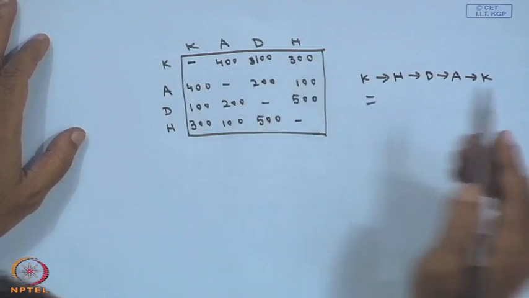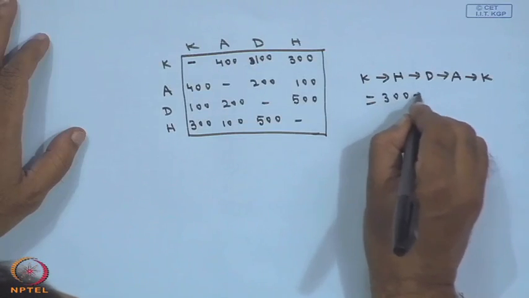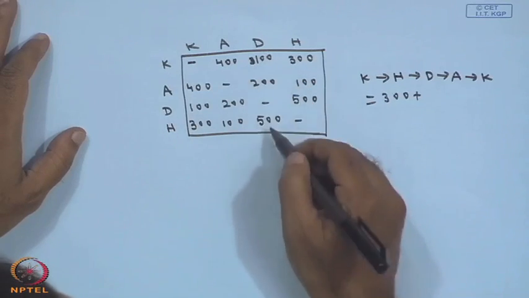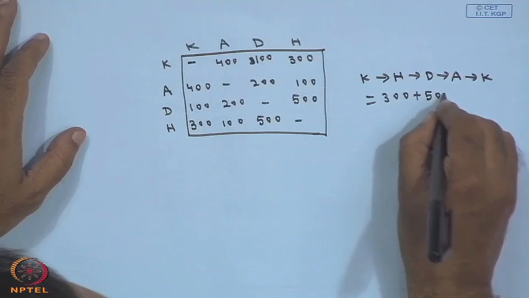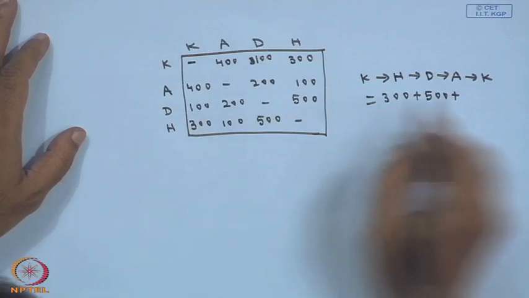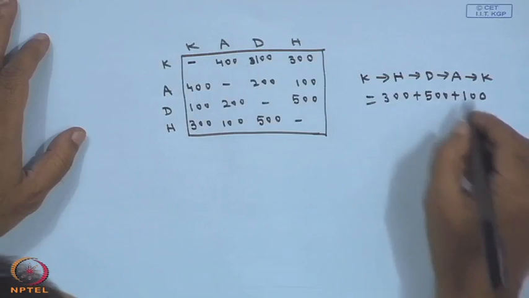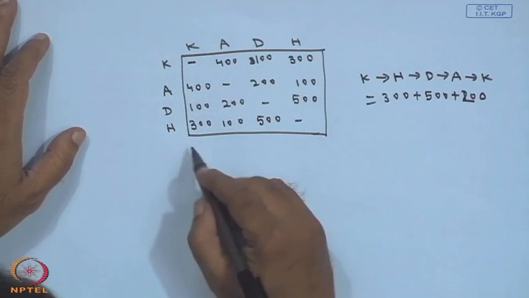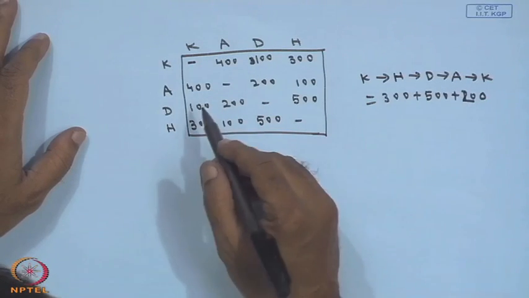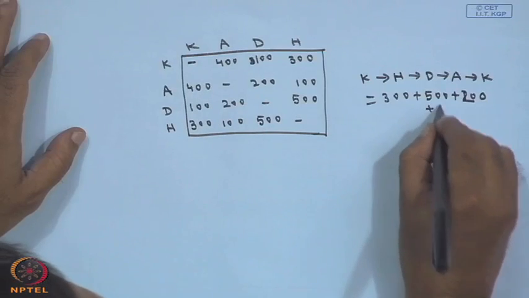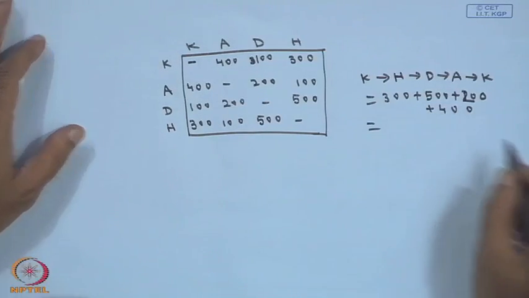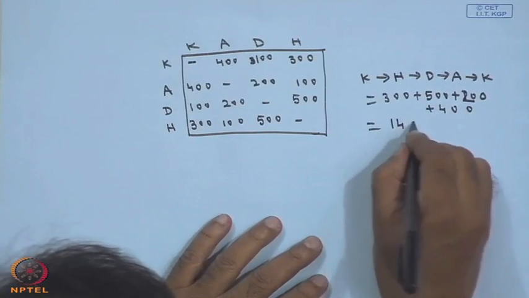K to H is 300, H to D it is 500. From this cost matrix you can get D to A, it is 200, and the last one is A to K, it is 400. So, the cost is 800, 1000, 1400.